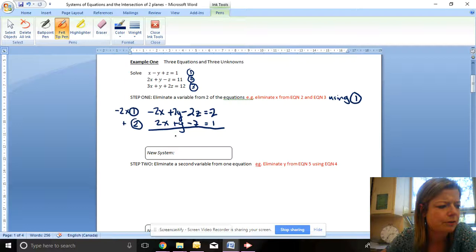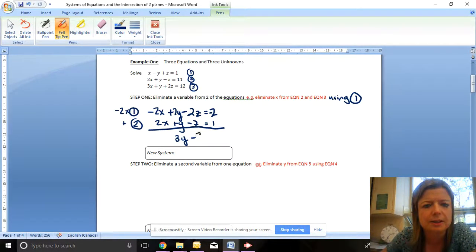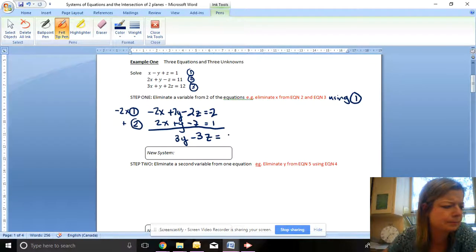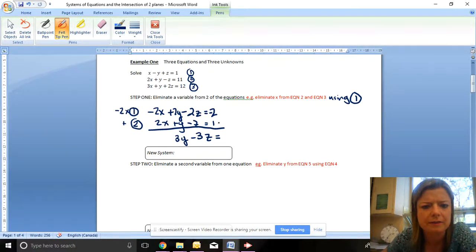So I get 3y minus 3z equals, that should have been 11, sorry, equals 9. So I'm going to call this equation 4. So it's a new equation created by these.